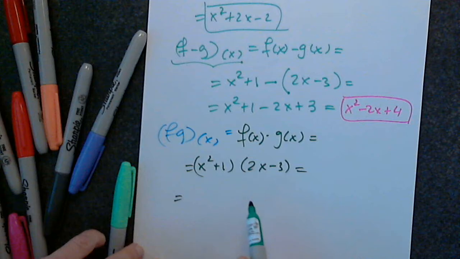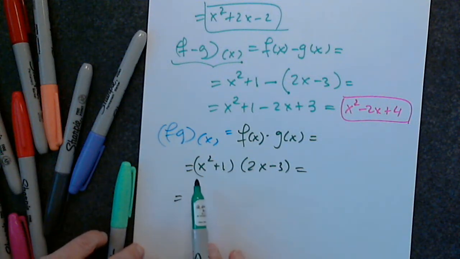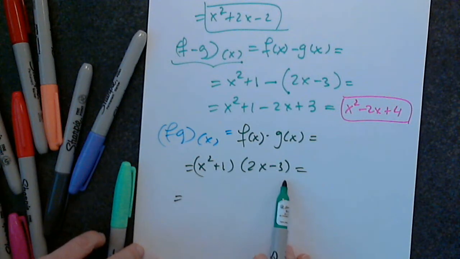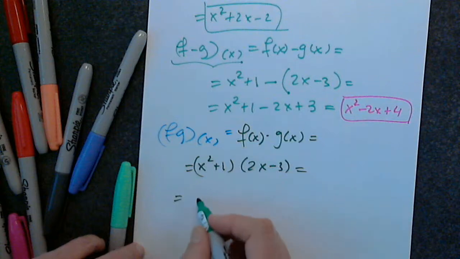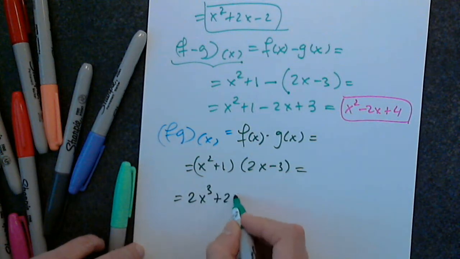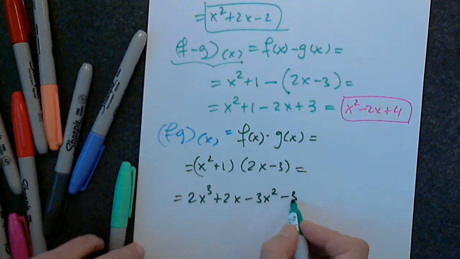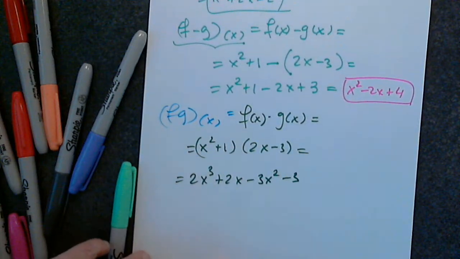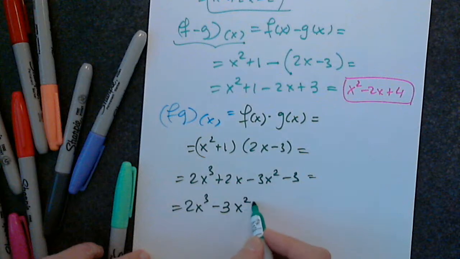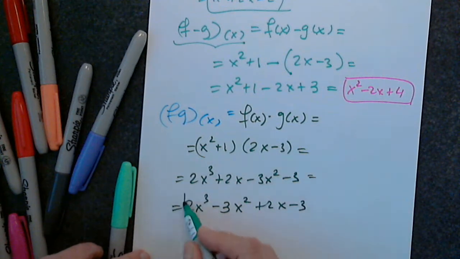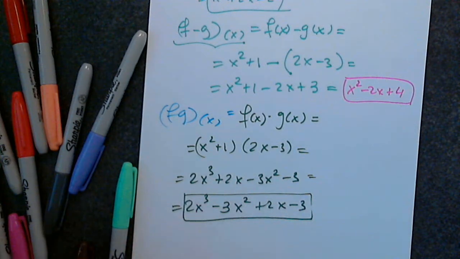Let's distribute. It doesn't matter how you want to distribute. You can distribute x squared to these two, and then 1 to these two, or 2x to these two, and then negative 3 to those two. It's up to you. I prefer this way this time. 2x to the third plus 2x minus 3x squared minus 3. In descending order, 2x cubed minus 3x squared plus 2x minus 3. And this is a new function determined by multiplying the given functions.